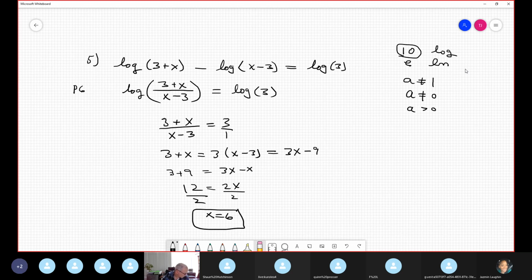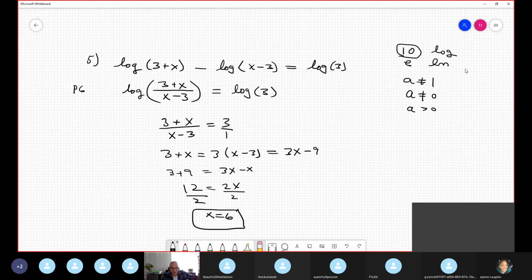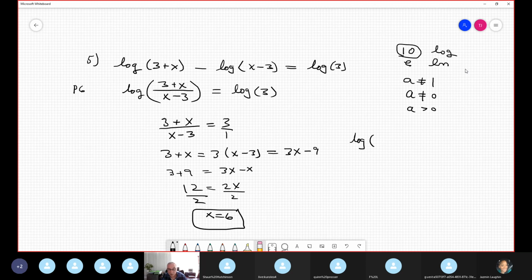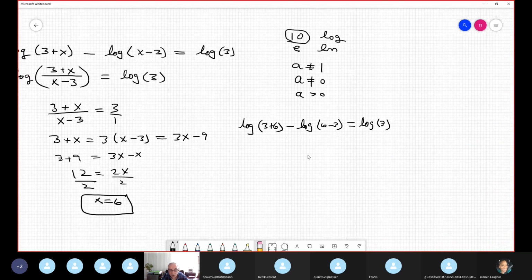Okay, the answer is 6. I need to check it now. Yes or no? Of course, always. Mandatory checking. I need to prove that the logarithm of 3 plus 6 in the original, minus the logarithm of 6 minus 3, should be equal to logarithm of 3. It's super easy to prove because 3 plus 6 is 9, and 6 minus 3 is 3.